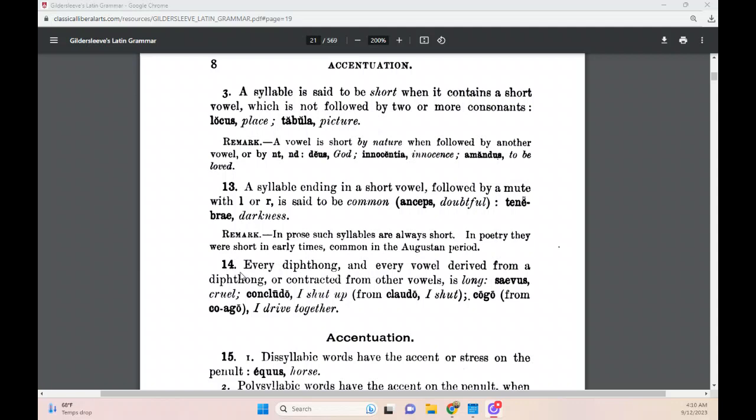All right? So we see the meaning of Article 14. Every diphthong is long, as in saevus. Every vowel derived from a diphthong is long, as in concludo, from conclaudo. And lastly, every vowel contracted from other vowels that are not diphthongs is also long, like cogo, which is contracted from coago. All right, so that's the meaning of Article 14. So that brings us to the end of this lesson.